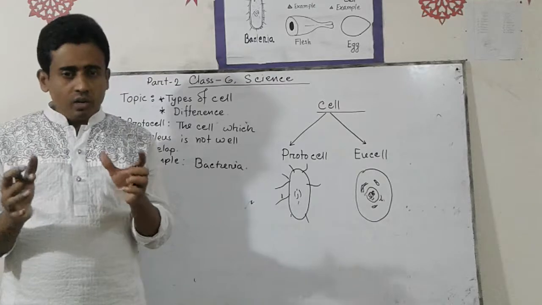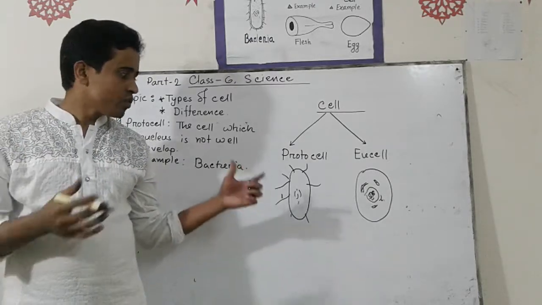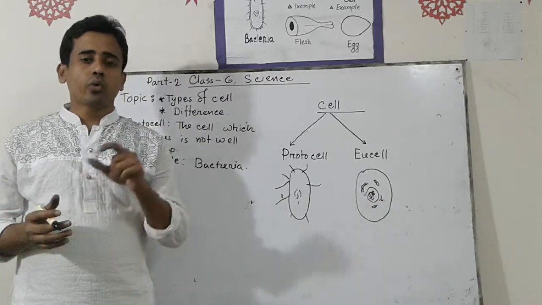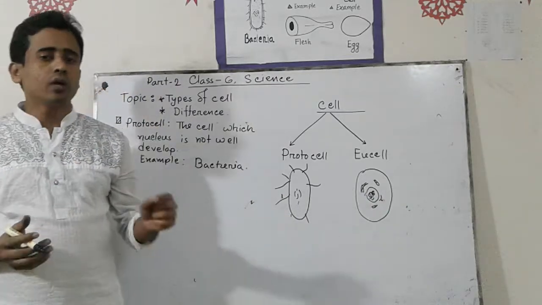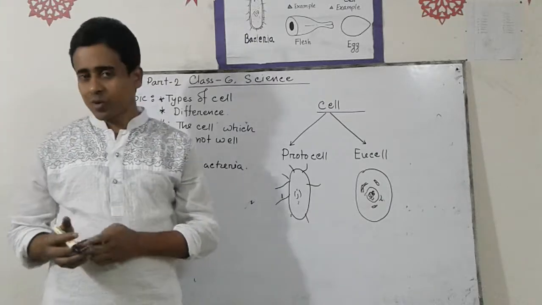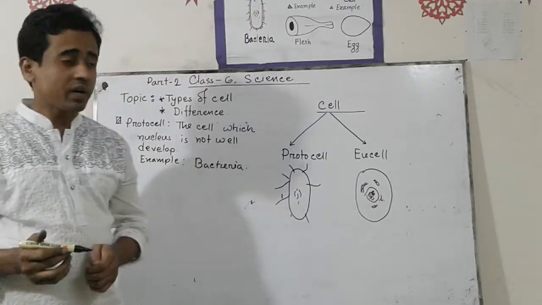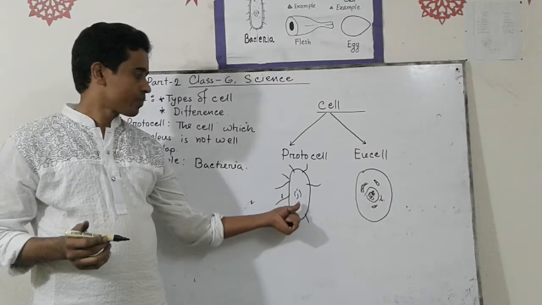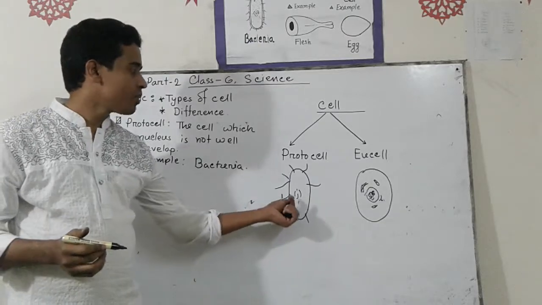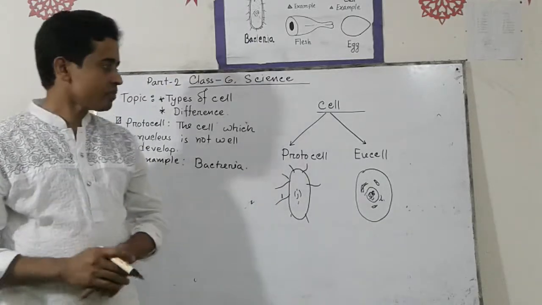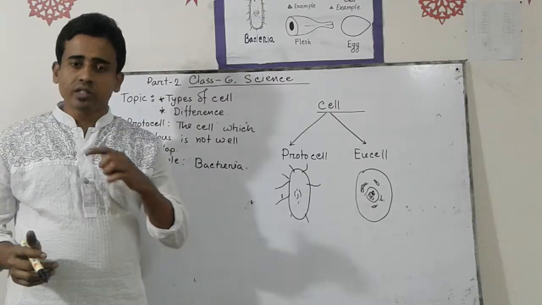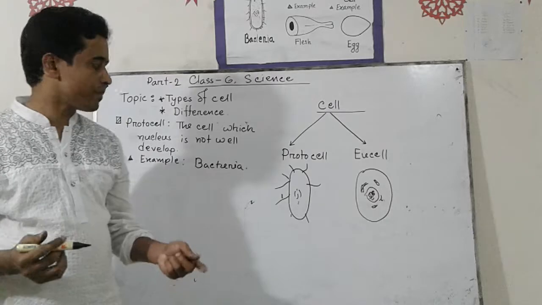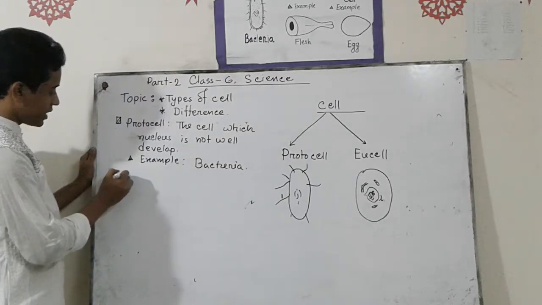The nucleus which has nuclear membrane, nucleoplasm, chromatin fiber and nucleolus, this nucleus is known as well developed nucleus, but you will not get any well developed nucleus in bacteria. So that's why they are protocell. Am I clear? Now eucell, the cell whose nucleus is well developed. Ultimately I have told about the eucell. Now you can write the definition.